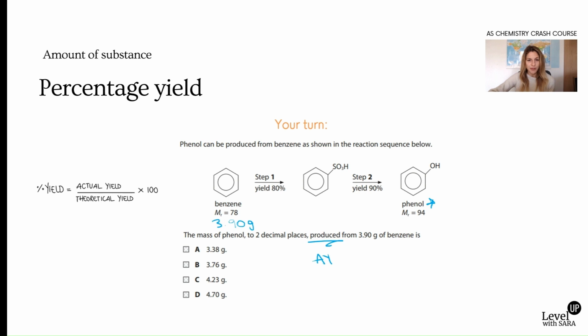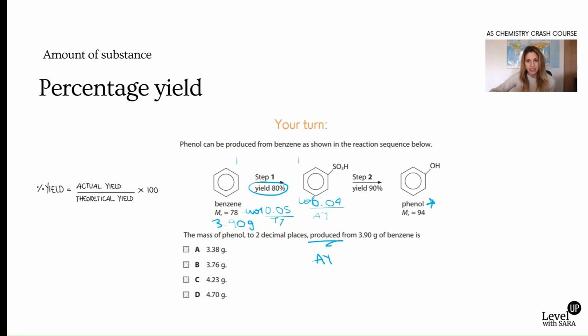So first step, we find the moles of benzene by doing 3.9 divided by 78. So the moles of this would be 0.05. We know that the ratio is 1 to 1, but we get 80% yield. So without even needing to rearrange the equation to find the actual yield, we know that the yield tells us the proportion that you got, like the percentage. So we can just find 80% of this 0.05, because you know that you will get 80% of this. This will give us a value of moles of 0.04, and this is our actual yield for step 1.